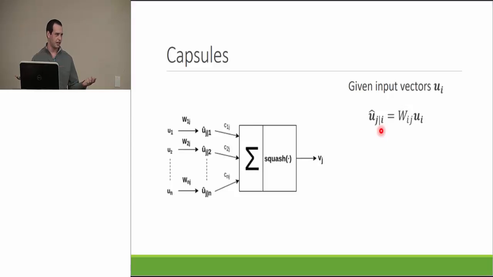How large is the vector? You could have it any length, right? But in the paper, they use 8 and then 16 for different layers. Then we use these prediction vectors, and we get a weighted sum with this coupling coefficient.